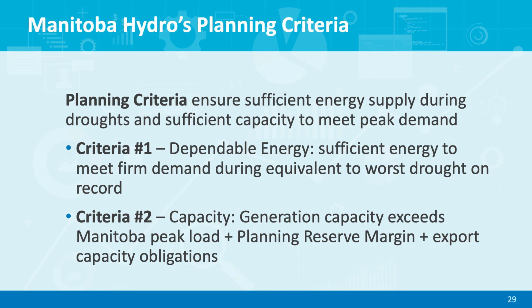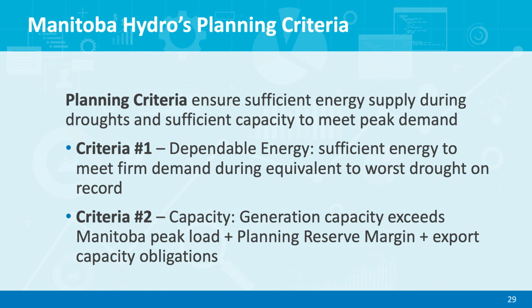Now that we've explained capacity, energy, and peak demand, we will explain the criteria that Manitoba Hydro uses to plan the electrical system, also known as planning criteria. These planning criteria are included in the model to help determine when and how much new supply resources are needed to meet the demand in each scenario.